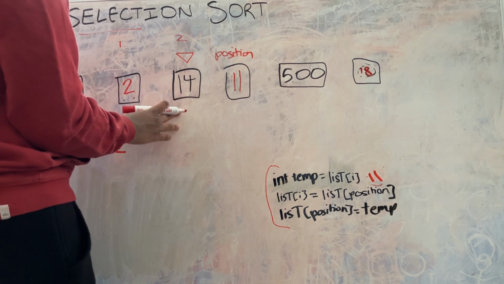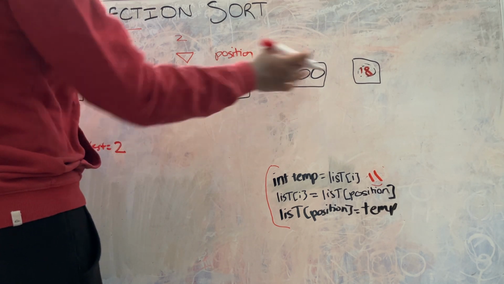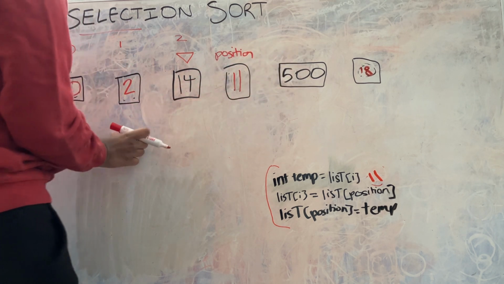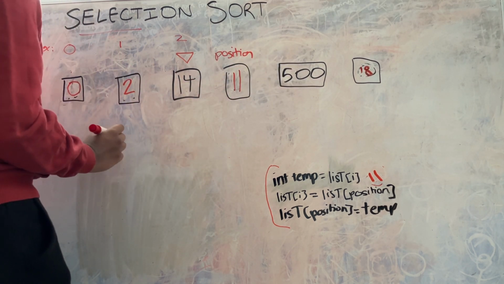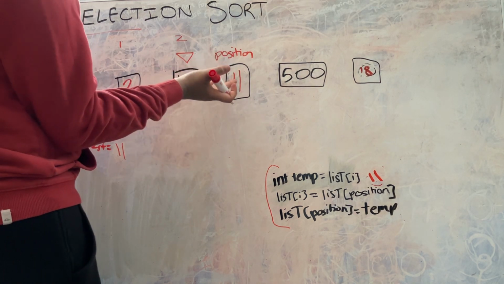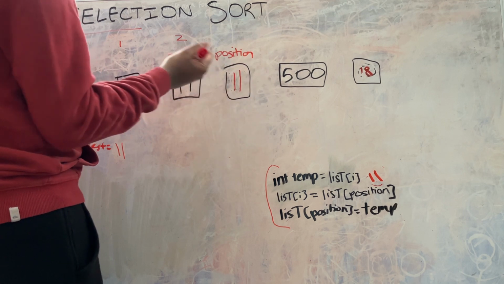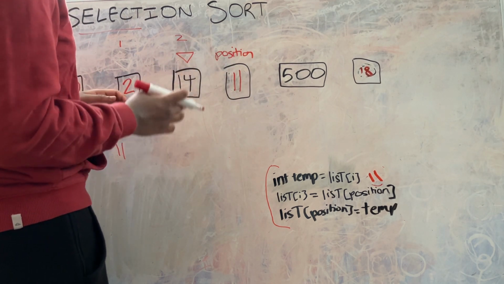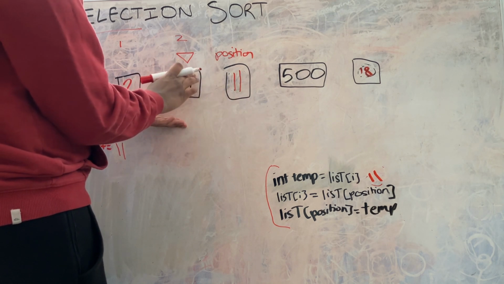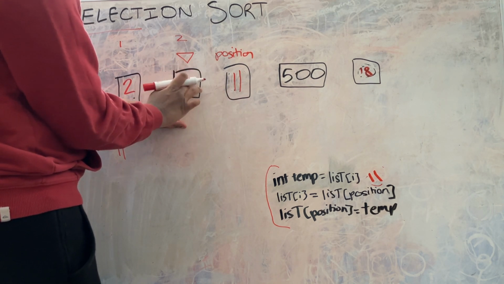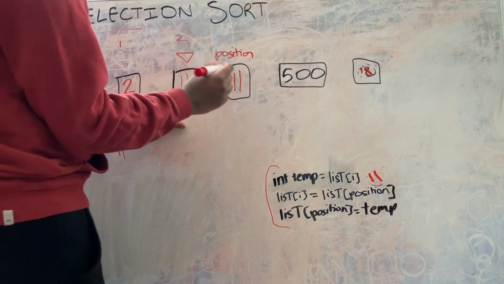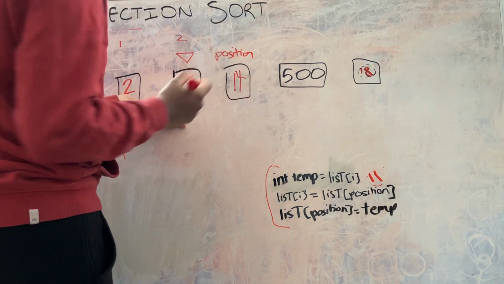So we're going to find the smallest number from index 2 to the rest of the list. So out of 14, 11, 518, 11 would be the smallest number. So we don't need to change position because that is the smallest number. Now we need to swap position and the current index. So this is going to become 11. And this one is going to become 14.